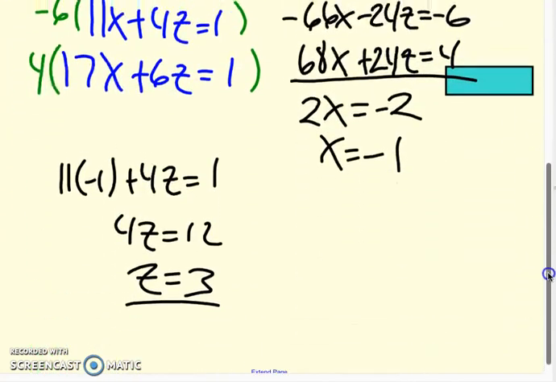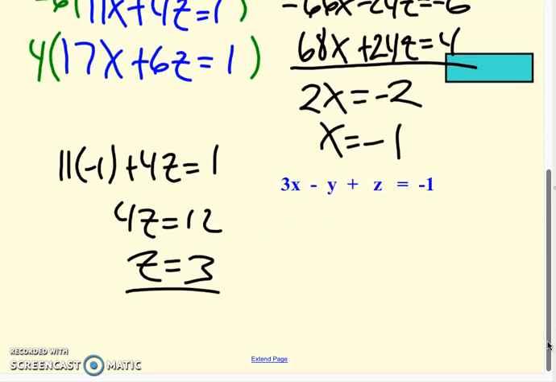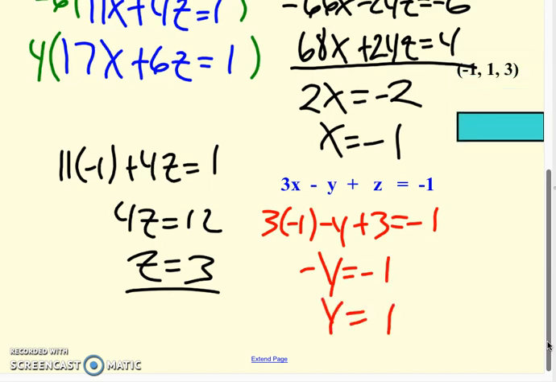Again, it doesn't really make a difference which one you pick. I'm just grabbing any one of those 3, any will work. So that would be -3 and 3, which would be 0. So that means we're down to -y equals -1, or y is 1. And I got it. So -1, 1, and 3.